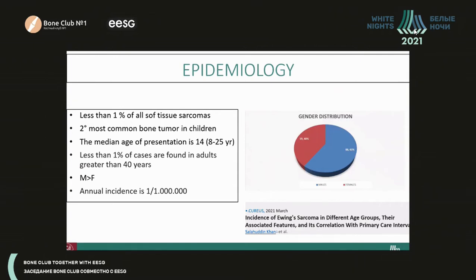We all know that it is the second most common bone tumor in children. In fact, the median age at presentation is 14 years. Though we need to consider that it can affect also adults older than 40. And as we can see from this graph, we notice that there is a male predominance.